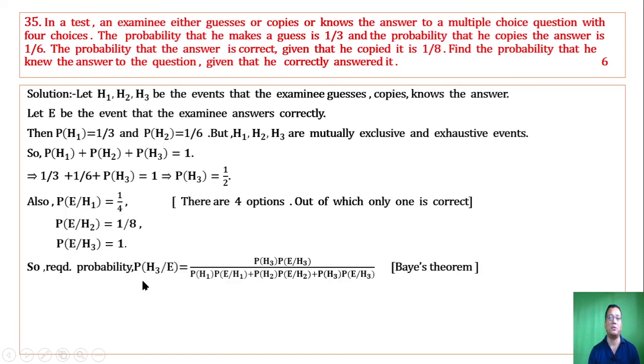The required probability is P of H3 by E, whose formula by using Bayes' theorem we have. Put their respective values and solve, we get 24 by 29. So the probability that he knew the answer when it is correct is 24 by 29.